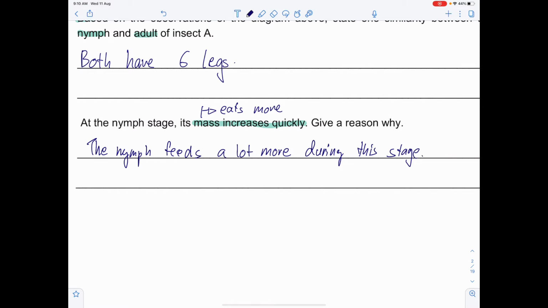That's about it. But this is something that students fail to realize somehow. Okay, it's a very easy question, but it's also one that many students cannot get. So annotation in this case will help you. Ask yourself, why? How does it increase its mass rapidly? Okay?